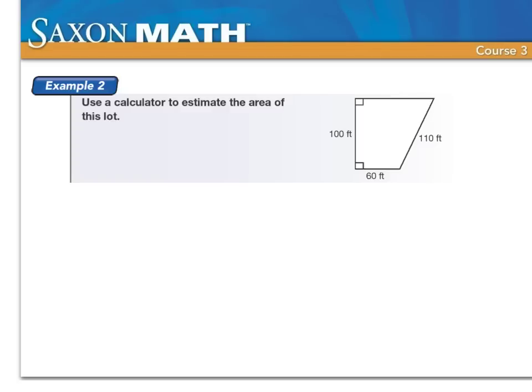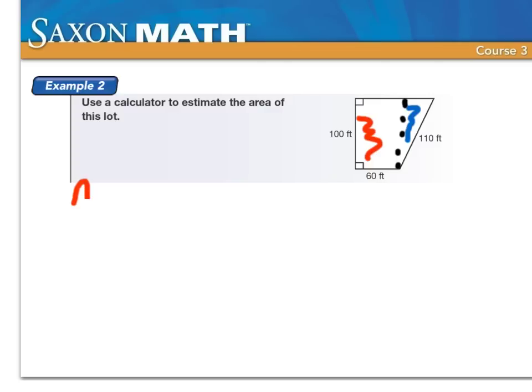Well, again, my steps is first I need to break this shape up into two or more shapes I know how to find the area of. And again, I'm going to draw a straight up and down line here and split that into a rectangle and a triangle. Okay? And I need to find the area of my rectangle, and I need to find the area of my triangle, and I'm going to add those together.